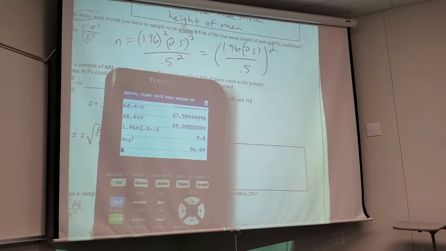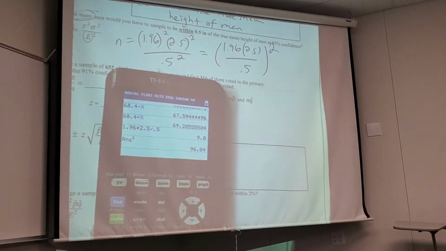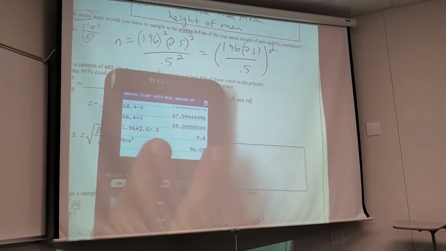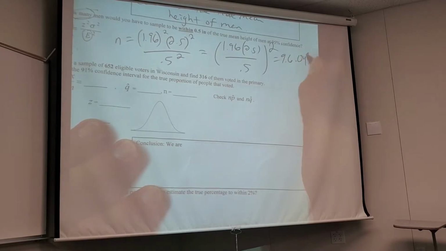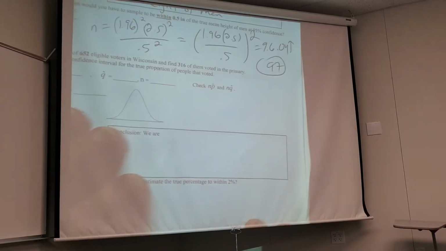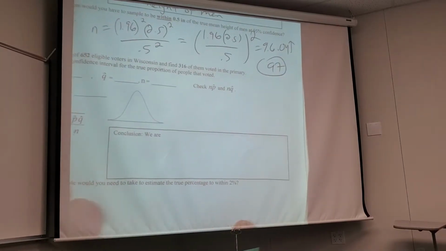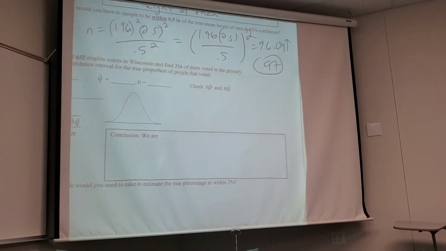Can I do that? No. Why is it wrong to make it 96 men? I'm not going to be within 0.5 anymore. I've got to have that much at least. So you always do what? You always round up to make it a whole number. So you're going to take 97 dudes. So I get 96.04, but then I round up to 97 because I don't want to have to chop off the tip of some dude's nose or something.